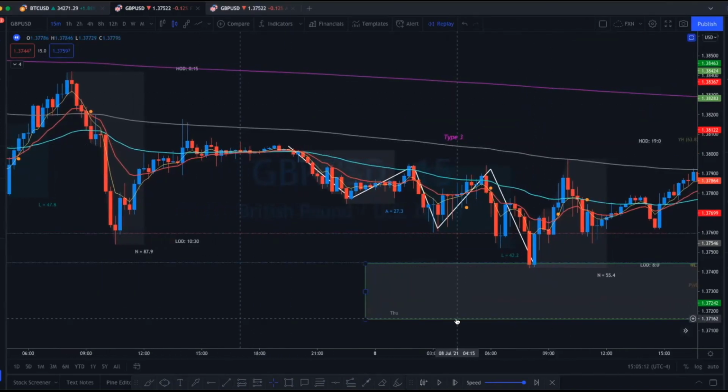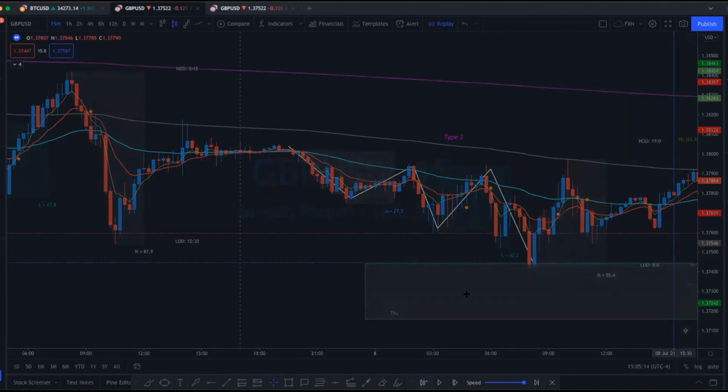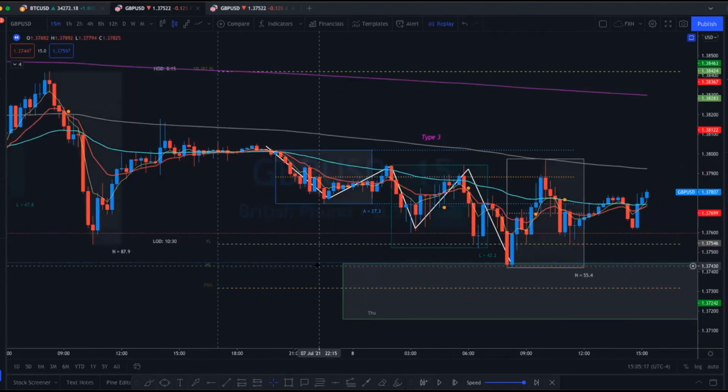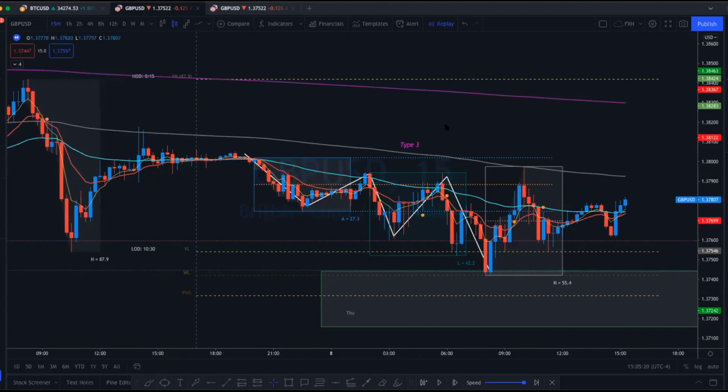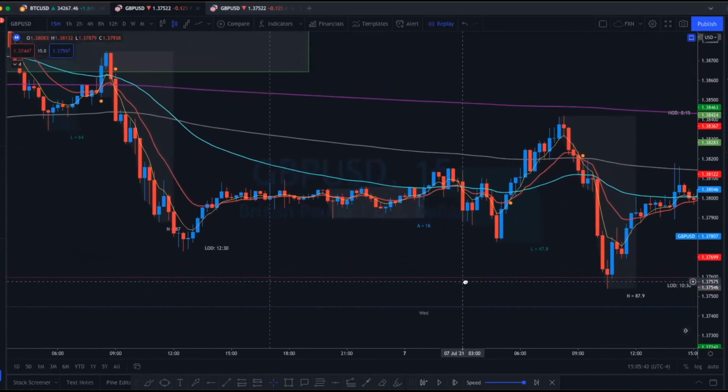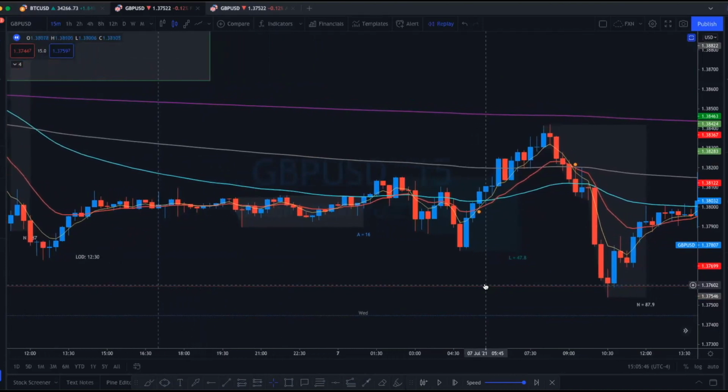Here's an example of a type 3 that actually has 2 legs. Here it comes up, comes down, second time around, and then it drops. What do you get at your entry? You get a railroad track. If you do not like back testing, you're going to have a long time. I can tell you the difference back testing makes compared to somebody who does and doesn't do it. It's literally night and day difference.